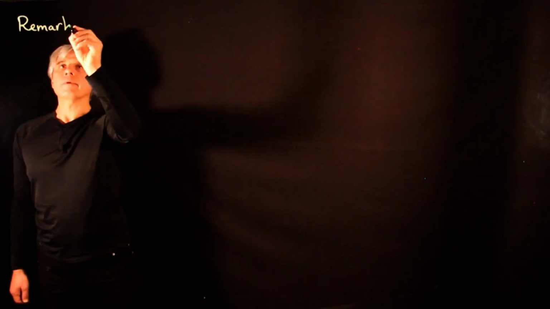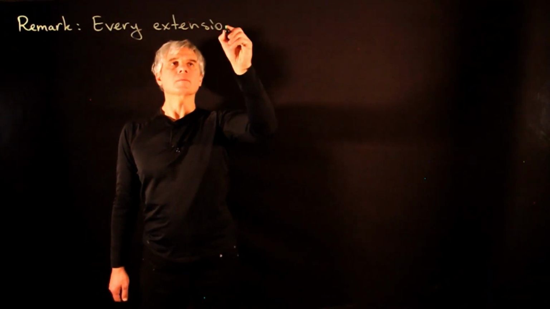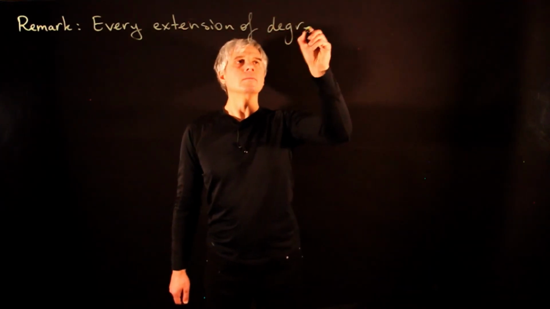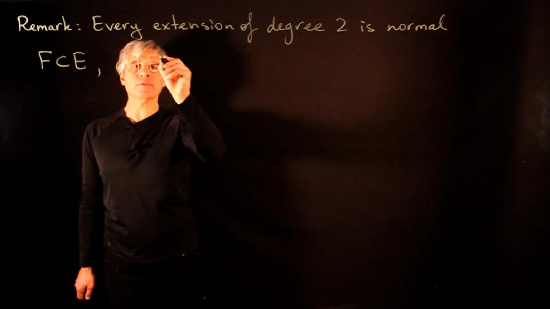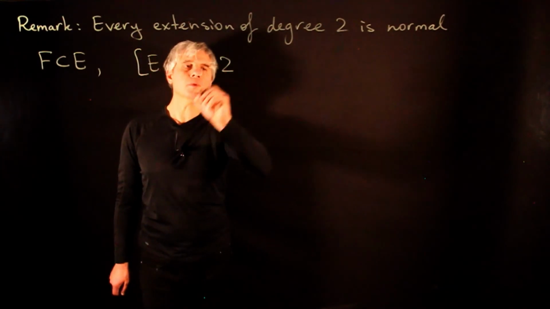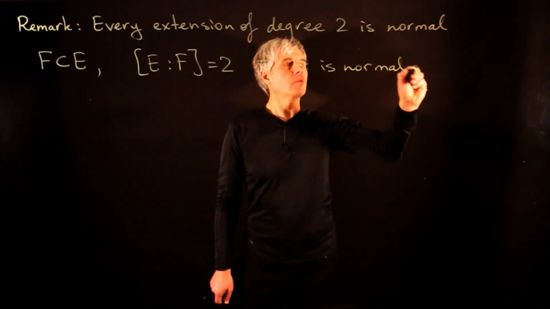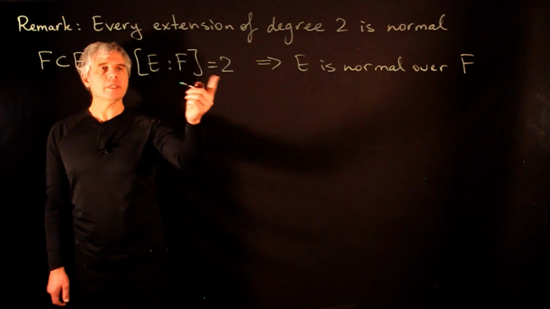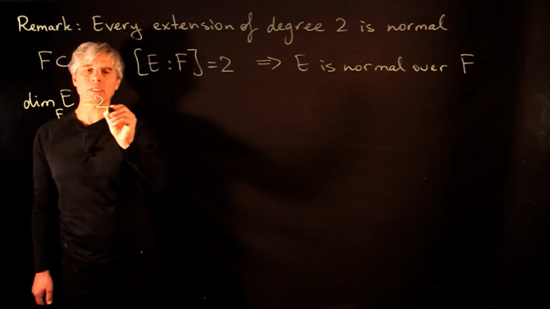In conclusion, let's make the following remark: every extension of degree 2 is normal. So that is, if we have E an extension of F and the degree of E over F is equal to 2, then E is normal over F. Now, what does this mean? So this means that the dimension of E as a vector space over F is equal to 2.